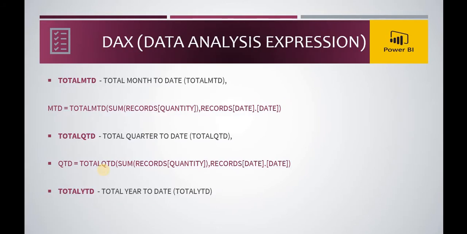Basically these total MTD, QTD and YTD indicate something specific to the date. MTD indicates month to date, QTD total quarter to date, and YTD indicates total year to date, meaning I want a calculation which gives me the cumulative sum as per my monthly, quarterly or yearly basis. I want the cumulative sum of the quantity on a monthly, quarterly or yearly basis.